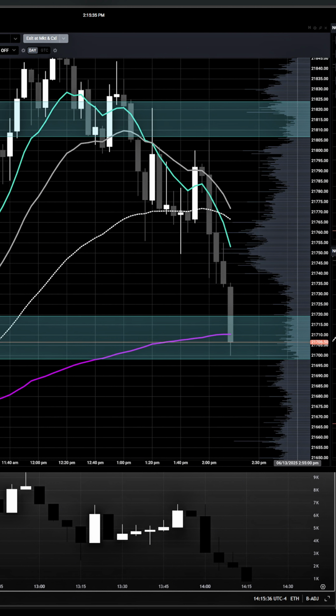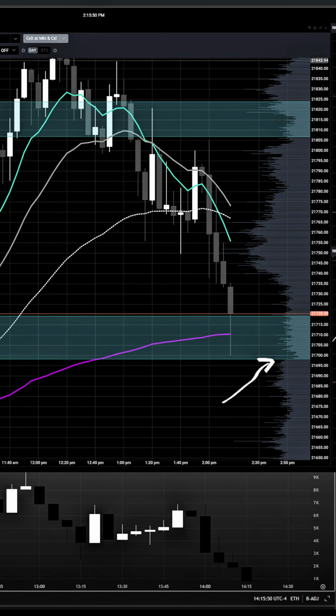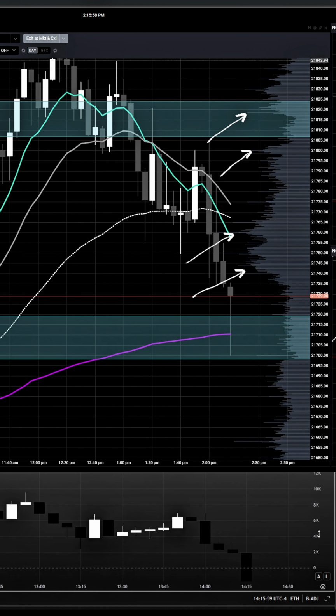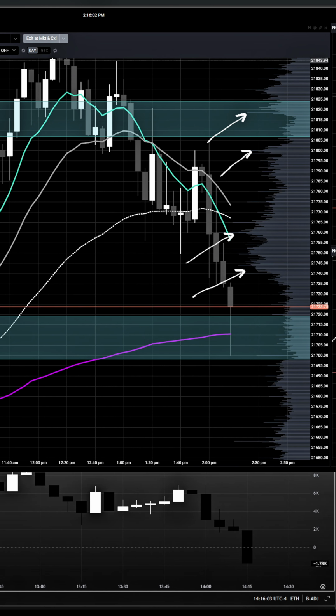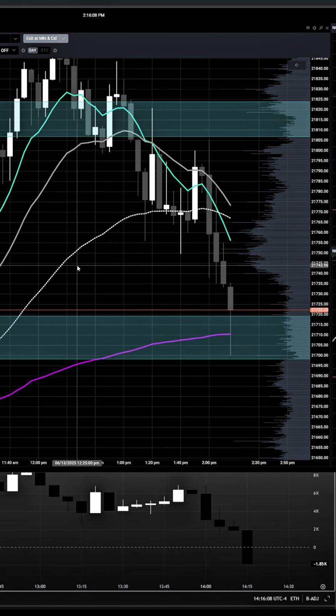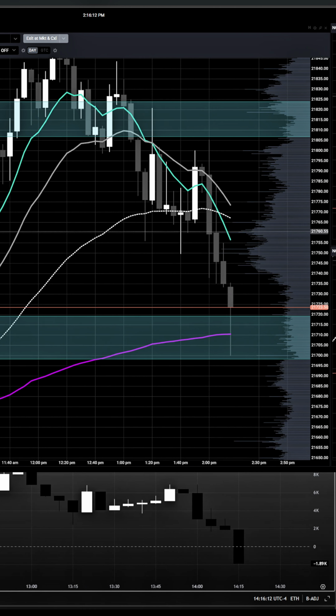And as always, you're never going to catch 100% of the move, but as you can see right in this area, that 21,700, we get a huge bounce, and that is another high volume node. So if you pay attention to these high volume nodes, you'll be able to start to see where price is most likely to bounce from or reject from. And it kind of plays out to the upside and to the downside always.